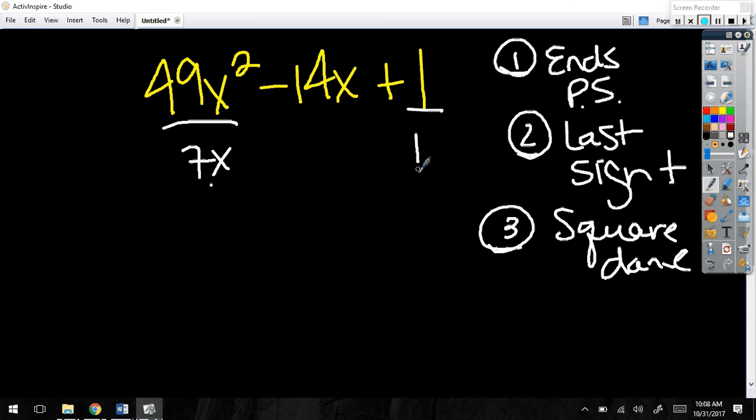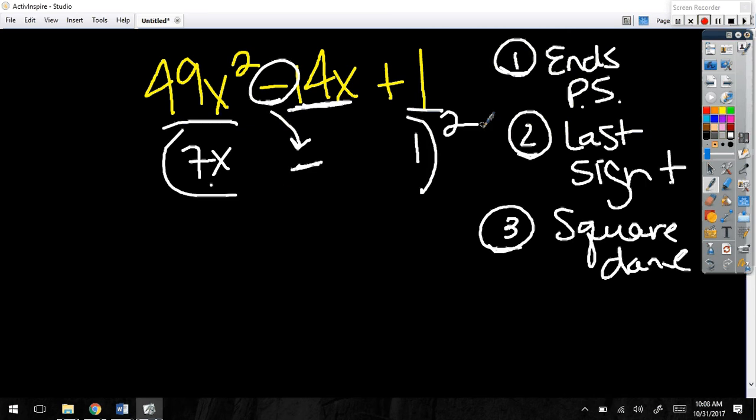Wait, we haven't factored it yet. All you've done is tell me it's a perfect square trinomial. If you double it, it's 14. That doesn't have to do with the sign here. The first sign is going to come into play because it goes here and then squared. So now it's going to be 7x plus 1 to the second.